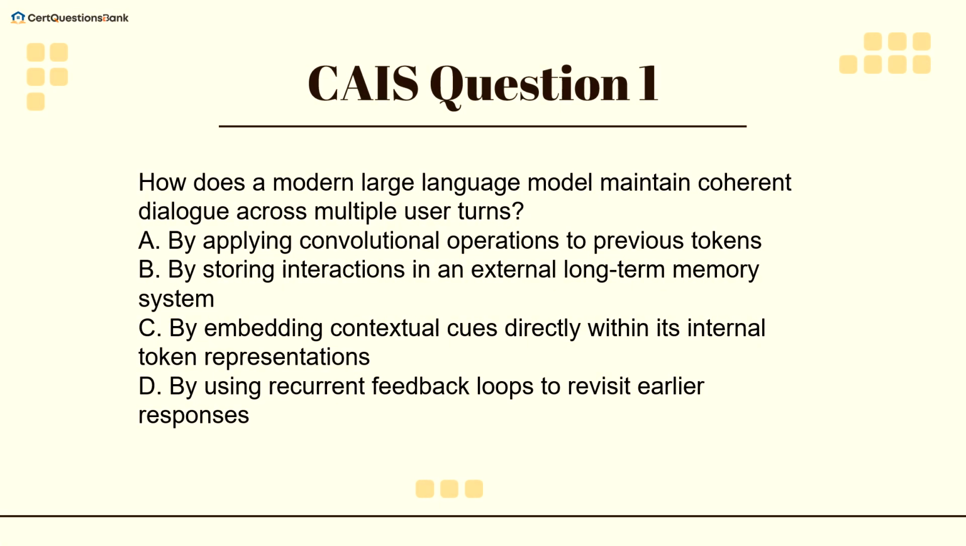How does a modern large language model maintain coherent dialogue across multiple user turns? A. By applying convolutional operations to previous tokens. B. By storing interactions in an external long-term memory system. C. By embedding contextual cues directly within its internal token representations. D. By using recurrent feedback loops to revisit earlier responses.